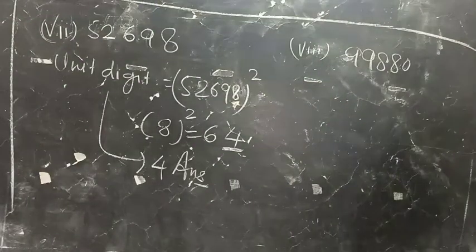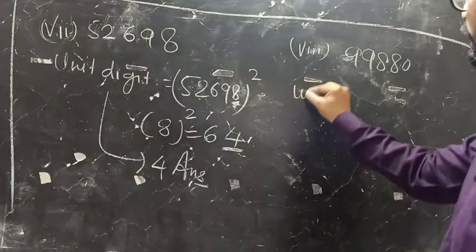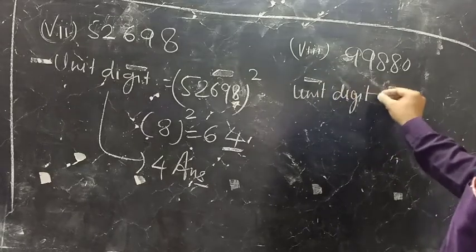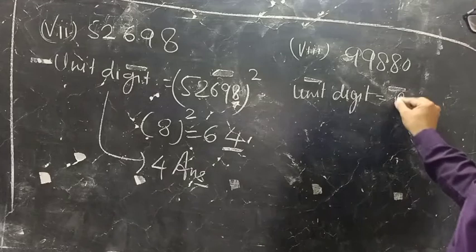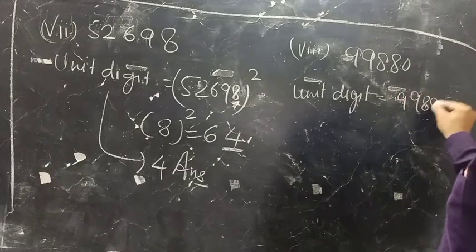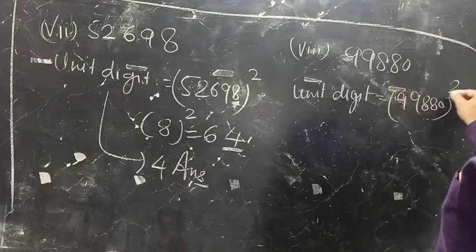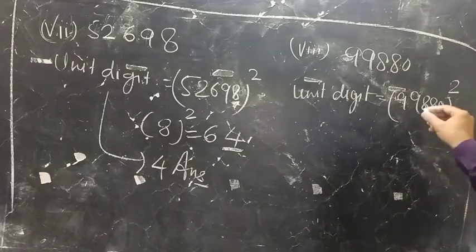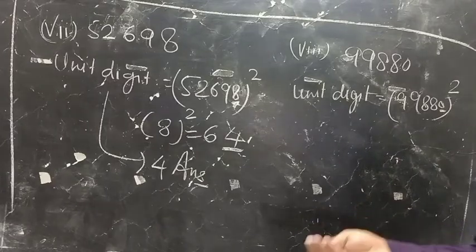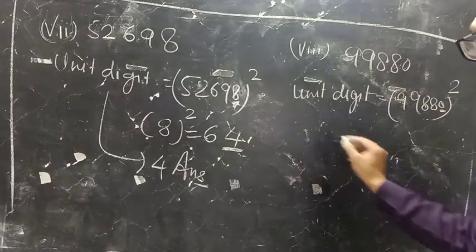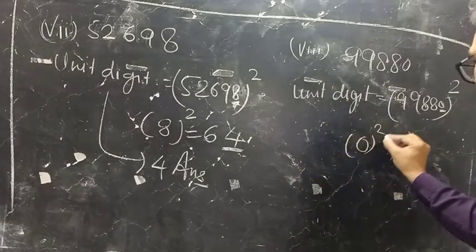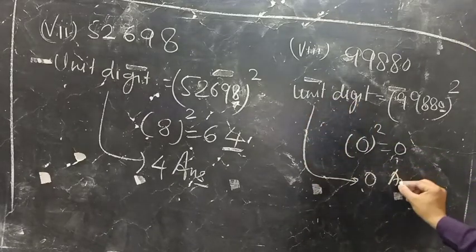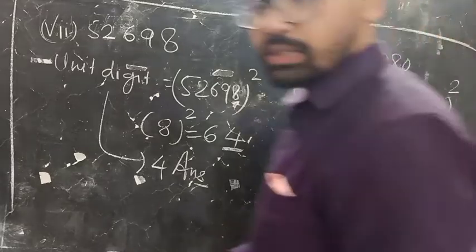Similarly, the unit digit of the square of 99880. Now see, this is 0 here, 0 in the unit place. Now the square of 0 is equal to 0. So 0 square will give you 0. That means the unit digit of the square of 99880 is equal to 0.